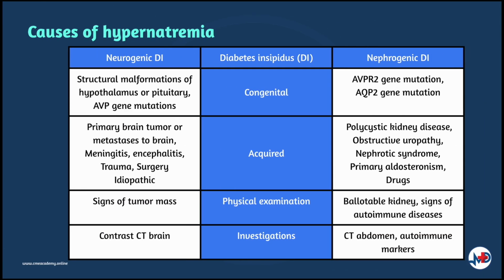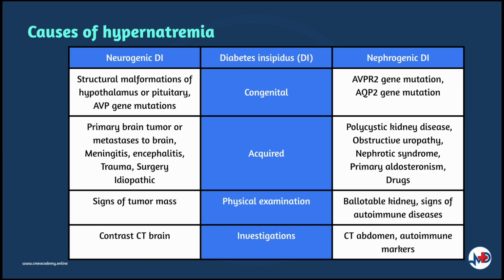There are several causes for hyper and hyponatremia. We shall start with hypernatremia first. The primary causes include neurogenic DI, which is diabetes insipidus, and nephrogenic diabetes insipidus. Neurogenic DI can be further divided into congenital and acquired causes. Congenital causes of neurogenic DI are structural malformations of hypothalamus or pituitary and AVP gene mutations. Acquired causes of neurogenic DI are primary brain tumors or metastasis to the brain. Others include meningitis, encephalitis, trauma, surgery, and idiopathic.